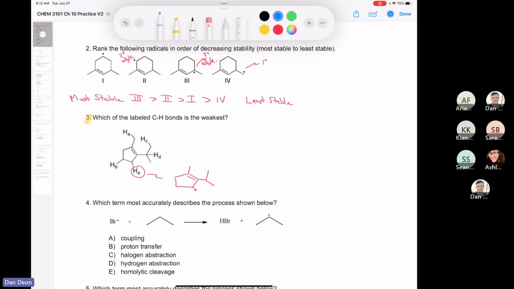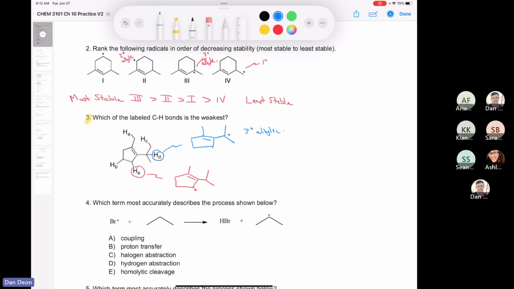What if we were to rip off HD? If we were to pull off HD, then we end up with something that looks like this. So, there we go. We end up with a radical as well. But the difference is that this radical is tertiary allylic.